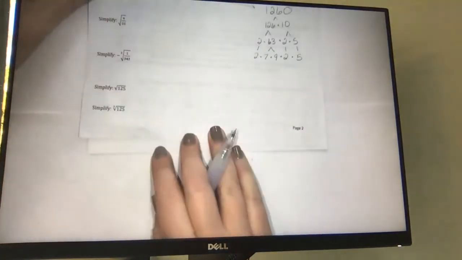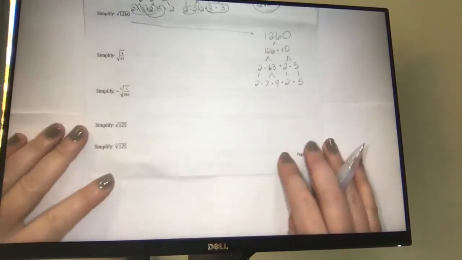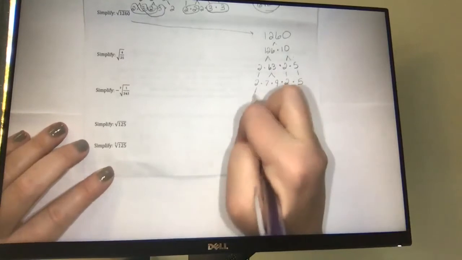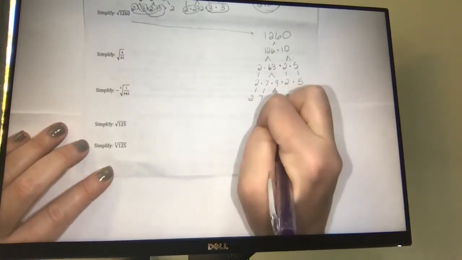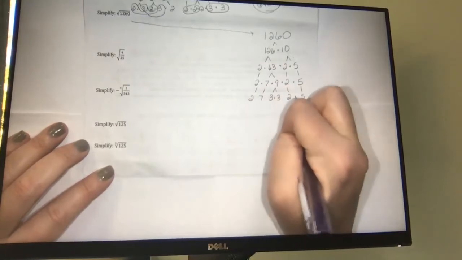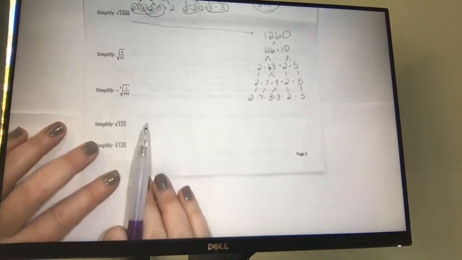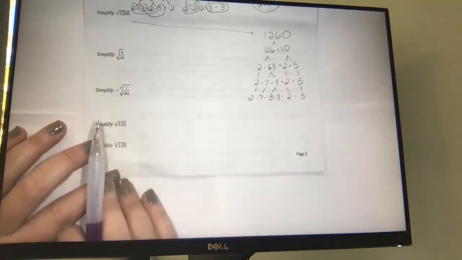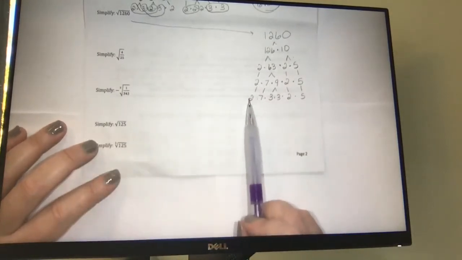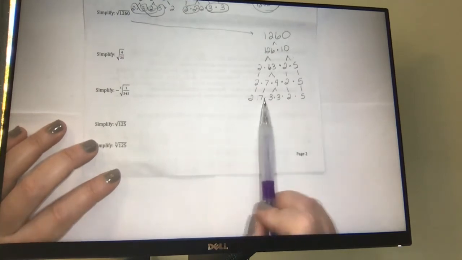Now, okay, I'm almost done, except that 9 can be broken down into 3 and 3. Now, the biggest mistake students make is they don't want to bring down these other prime numbers. They just want to bring down the 3 and the 3. You can't do that because the whole branch has to multiply back to give you 1260. That's your checkpoint. Do they multiply back to give you 1260? All right, now everybody's prime.